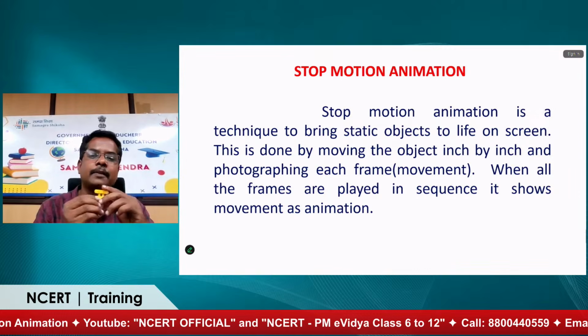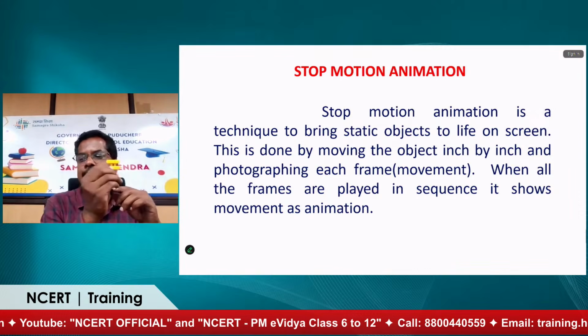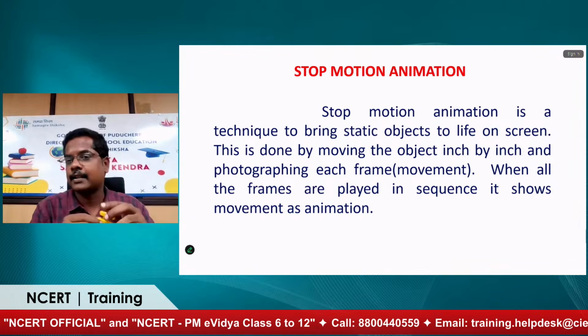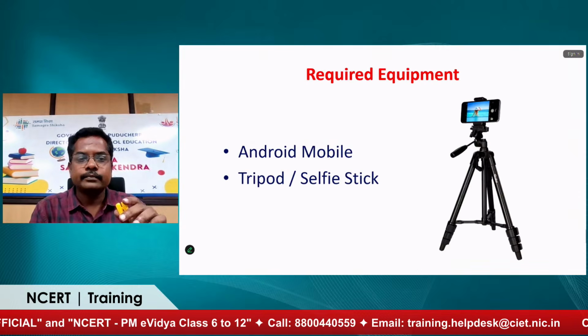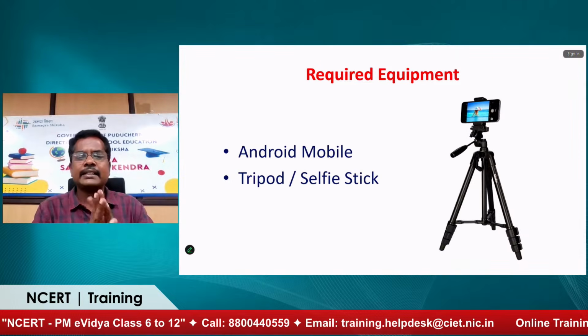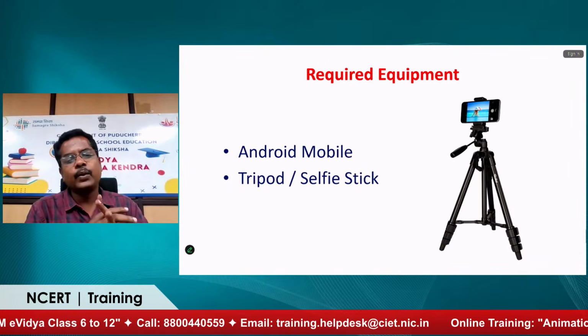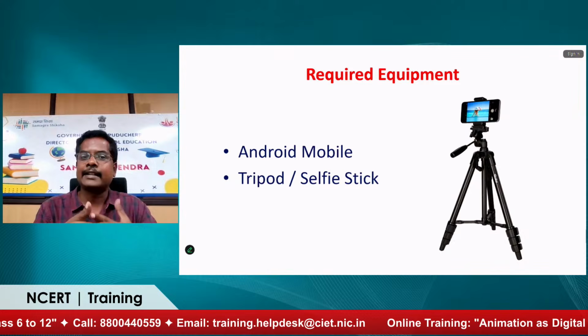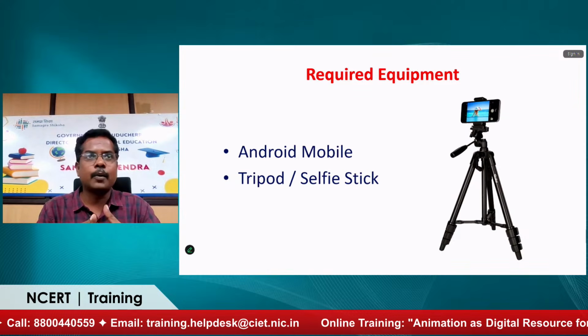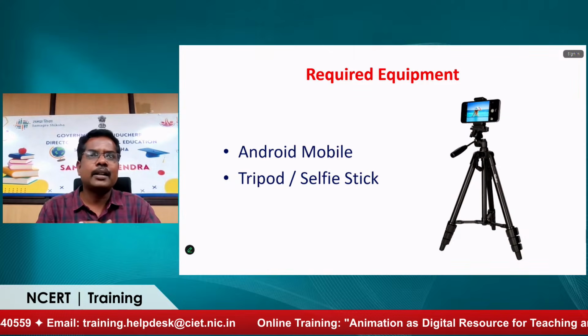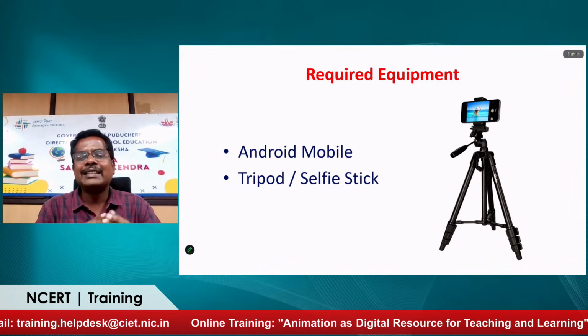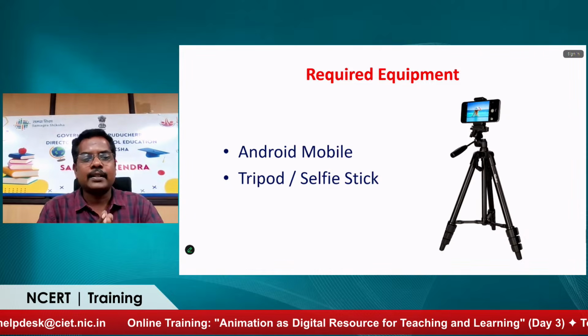And when I play the photographs, you could see the equal symbol is moving. So we will do the hands-on later. To create this stop motion animation, we need only two things: an Android or iOS mobile, and a tripod or selfie stick.